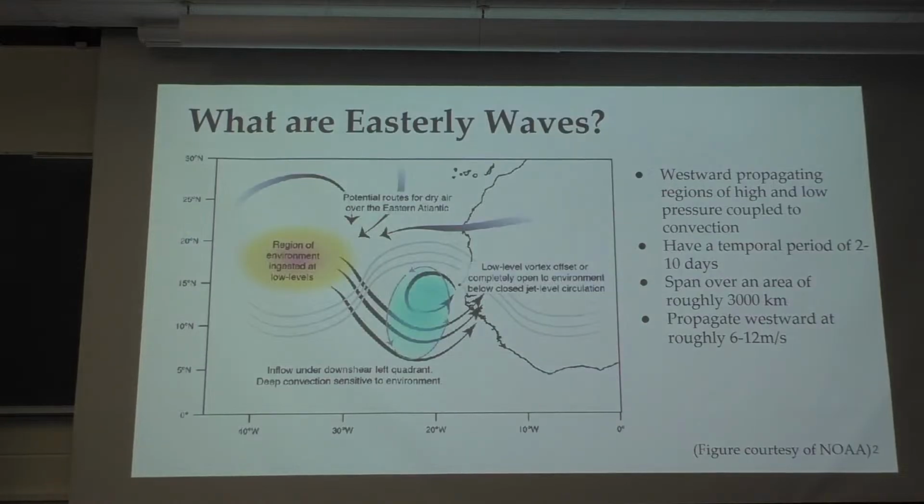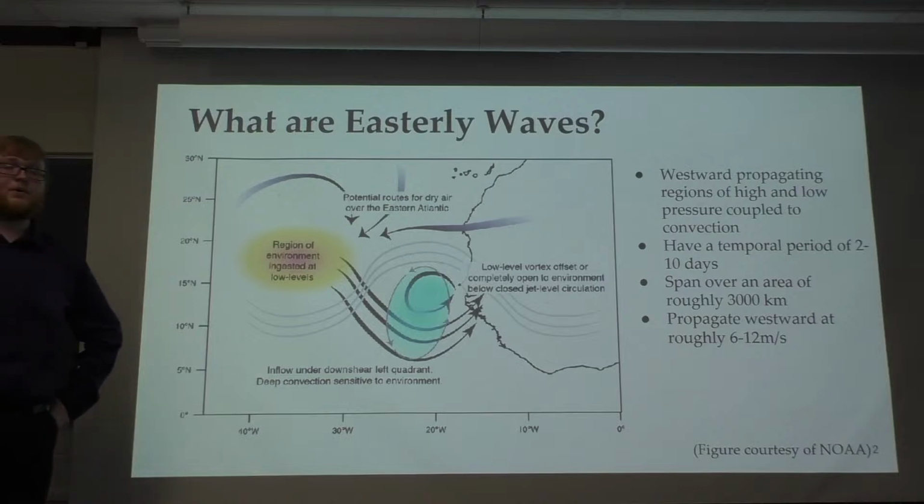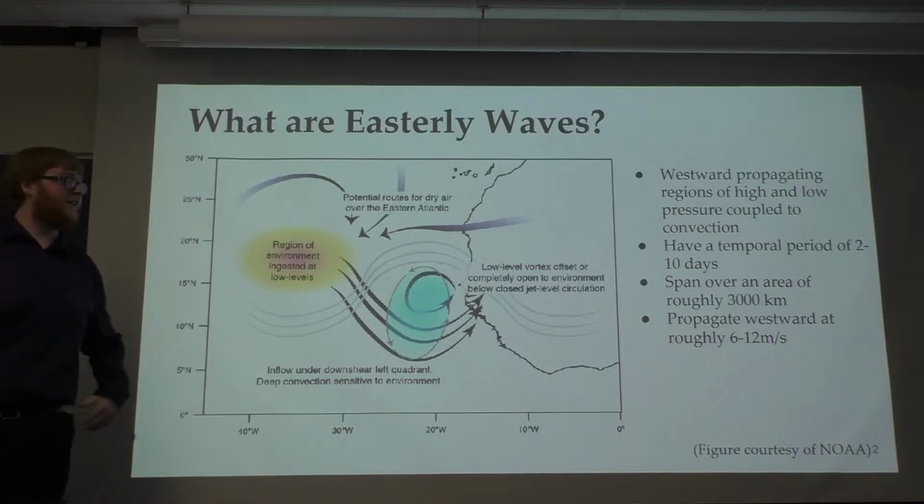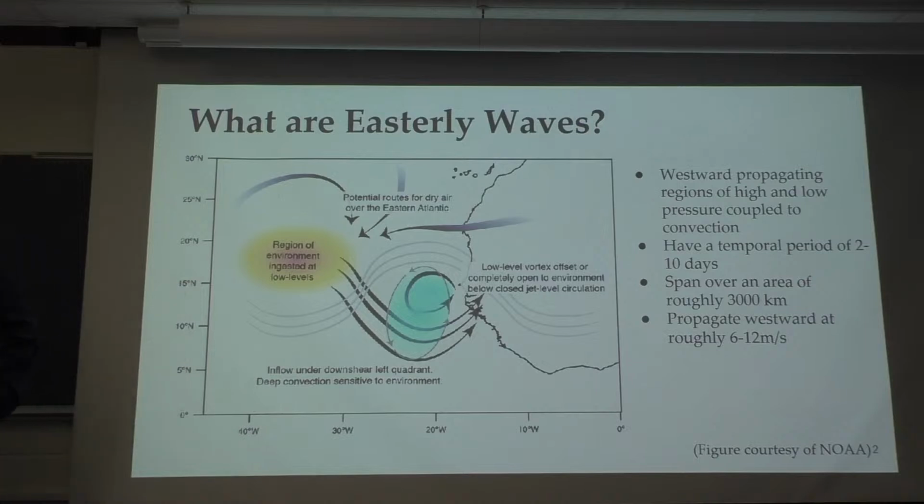First, we must ask the question, what are easterly waves? Well, in short, easterly waves are westward propagating regions of high and low pressure coupled to convection. They typically have a temporal time period of 2 to 10 days, but span over an area of roughly 3,000 kilometers on the synoptic scale of meteorology. Finally, they propagate westward at roughly 6 to 12 meters per second.